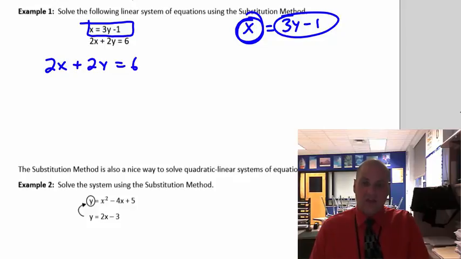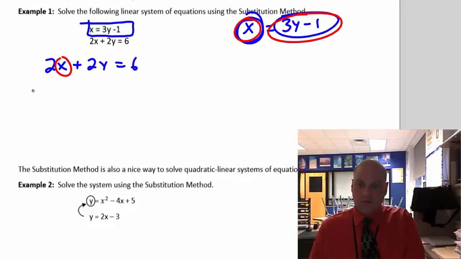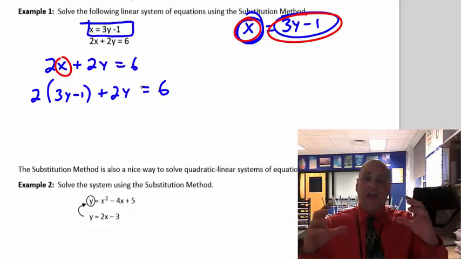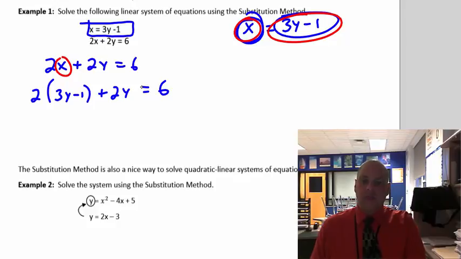Now, we said we're going to take out x. Here's x, and we're going to put in 3y minus 1. So we're going to have 2 times x, which is 3y minus 1, plus 2y equals 6. What that does is give us one equation now that has one variable. Now we can solve, okay? And again, this is review. We should already know this.